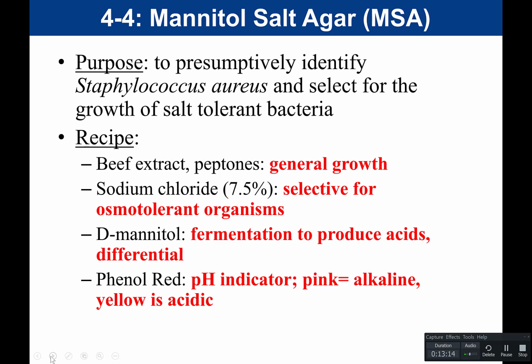Our D-mannitol, that's our sugar. It's there for fermentation to produce acids. And again, this is going to be our differential ingredient, because remember from our table, Staph aureus can ferment it, Staph epidermidis does not. And so we'll be able to look at the agar to see if it's presumptively Staph aureus. And then lastly, we have our phenol red. And phenol red, we all know, is our pH indicator. It's pink when alkaline and yellow when acidic.